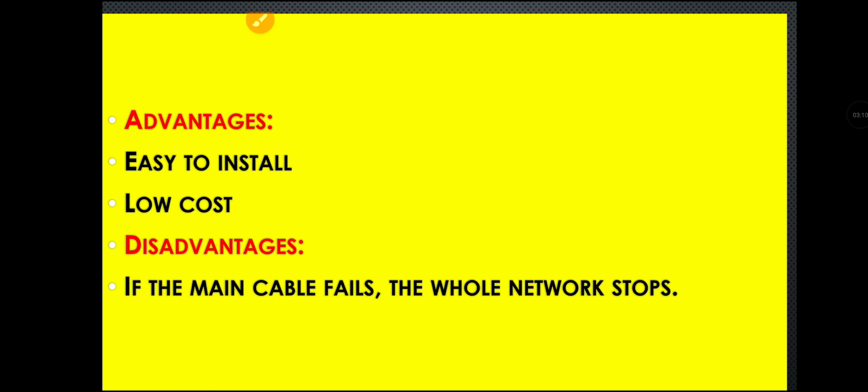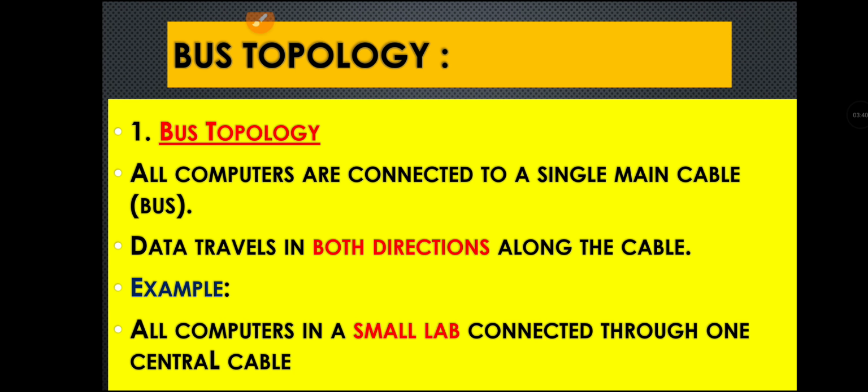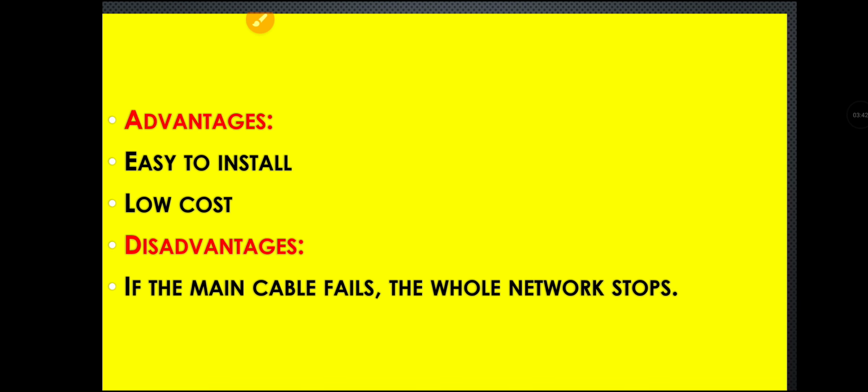Okay, so what are the advantages of bus topology? The advantages are easy to install and low cost. The cost is very low and installation is also easy. But there are disadvantages also. The first disadvantage is an important one. If the main cable fails, the whole network stops. That's very important. If the backbone cable, the main cable, fails to work, then what happens? All computers stop working. That is the negative aspect of bus topology.